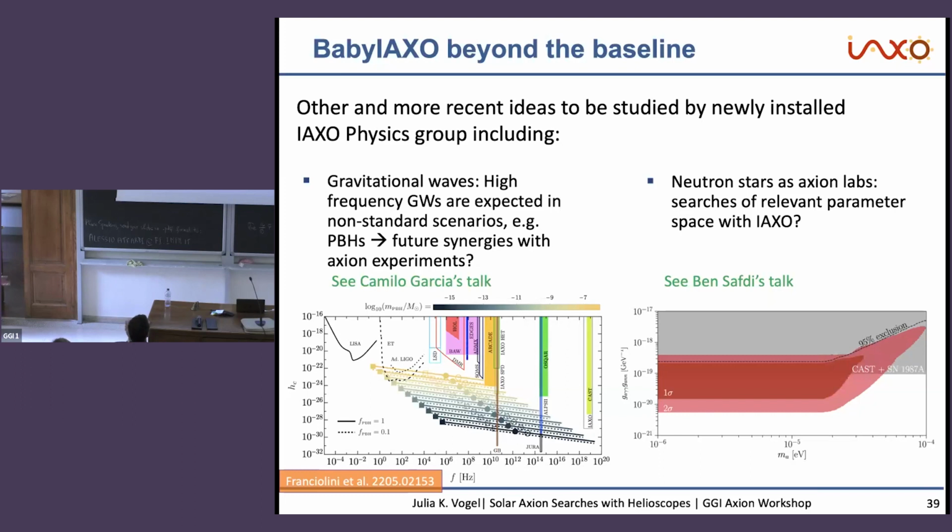We should expect something, or with IAXO, we should be sensitive to the 10 to the -7 in axion to photon coupling. So that's in the range of IAXO, as Ben pointed out in his talk already. So that is something we could look into.